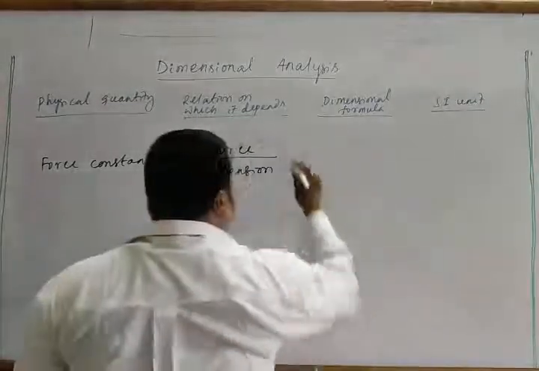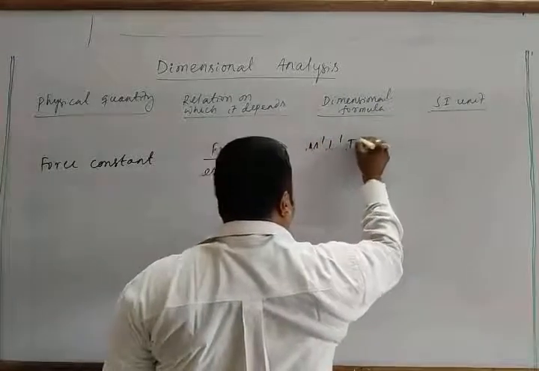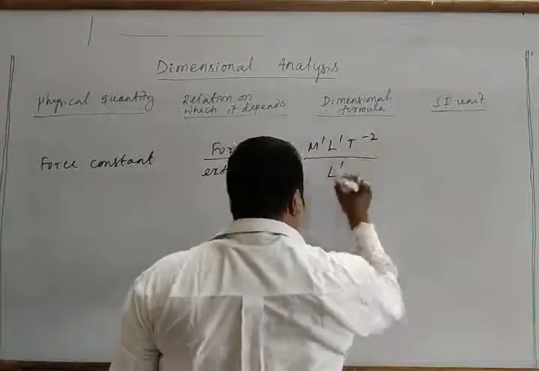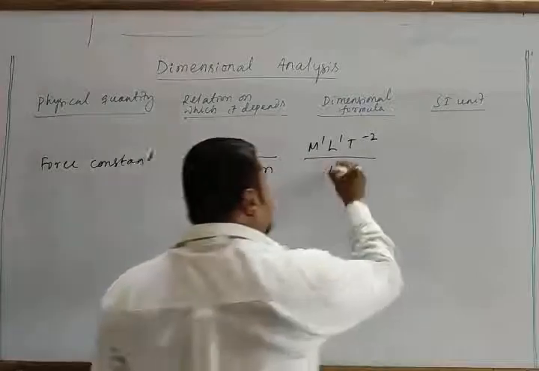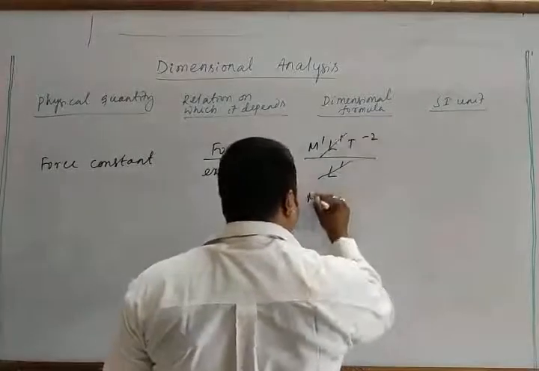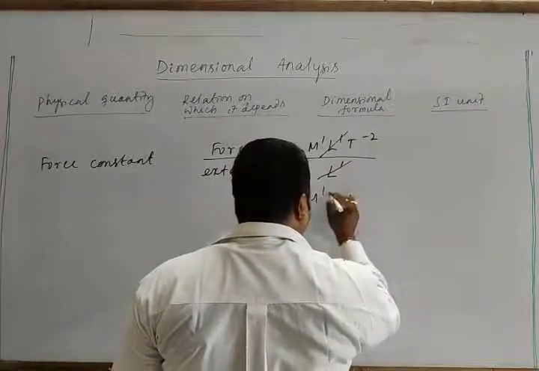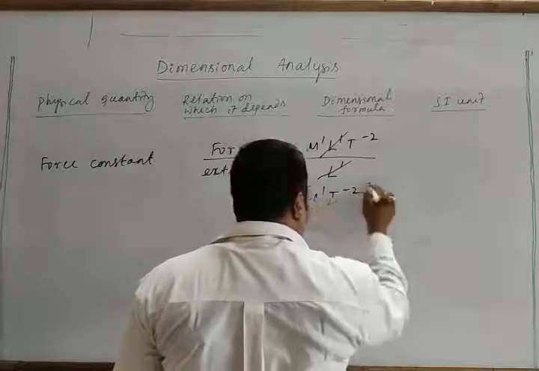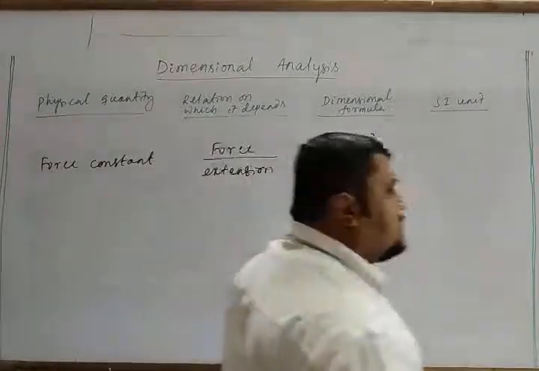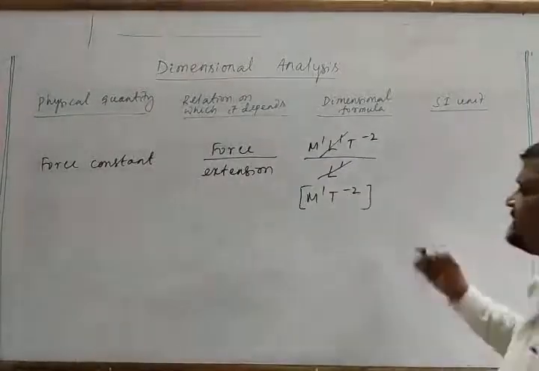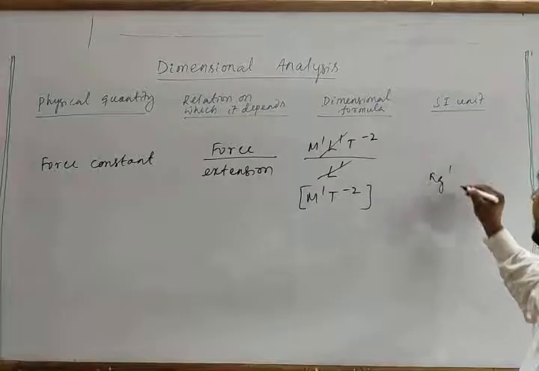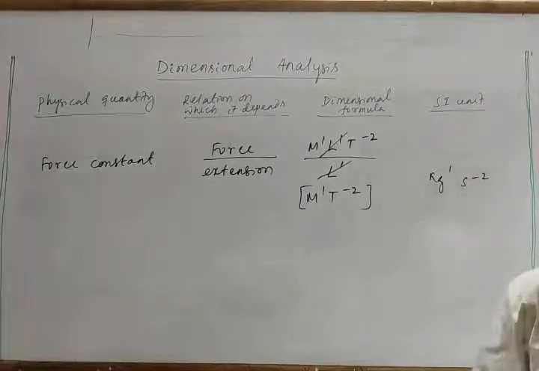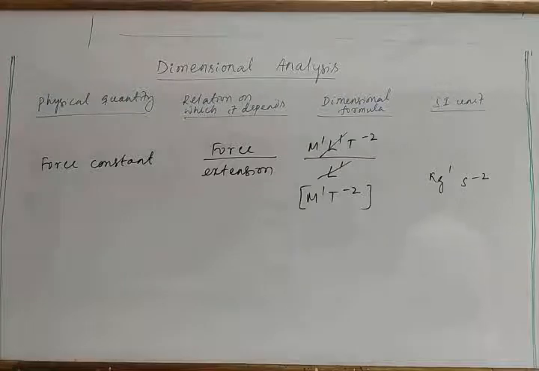Extension means you are measuring length. Force is M1 L1 T minus 2. Extension is L1. So L1 and L1 get cancelled, and you will get M1 T minus 2. What is the unit of this? We say kg second minus 2. The unit is kg second minus 2.